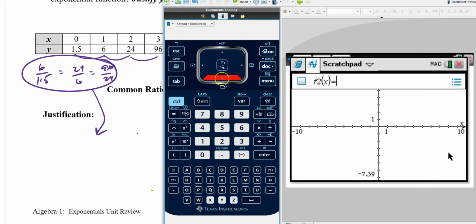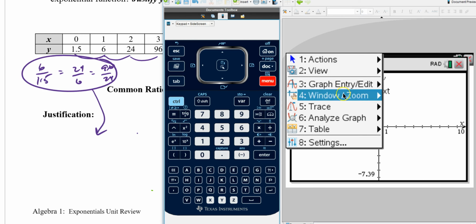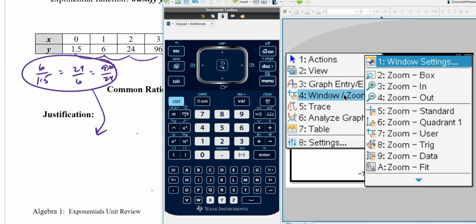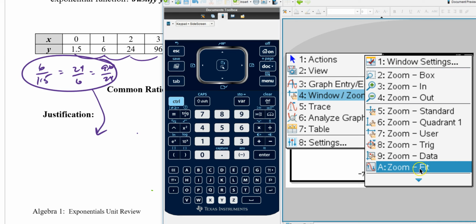And then I'm going to make another function which is equal to the value that I'm looking for. I'm looking for when it is going to reach 15. Press enter. Nothing happened. Nothing happened because I can't see it on my window, because my window only goes up to y equals 7. To change my window, I do menu, window zoom, and I'm going to use zoom fit, A, right down here.